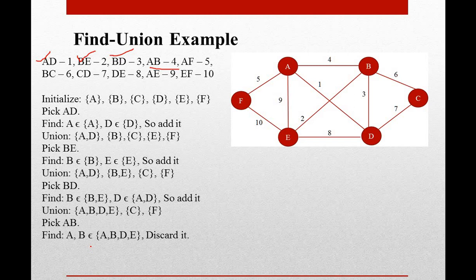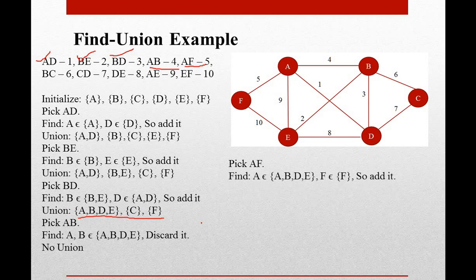So that's what we have seen while generating the minimum spanning tree also. So we will have to discard this particular edge, and obviously we don't have any union to be performed here. So we are still left with only 3 sets, A, B, D, E, C and F. So let's choose AF now.